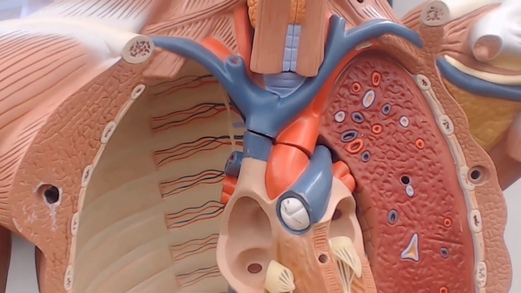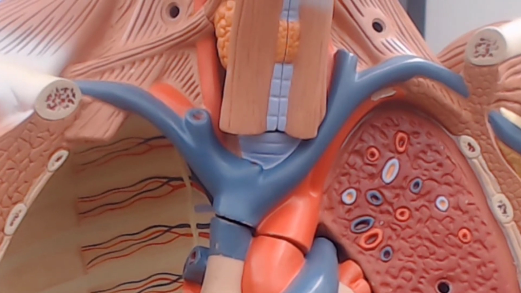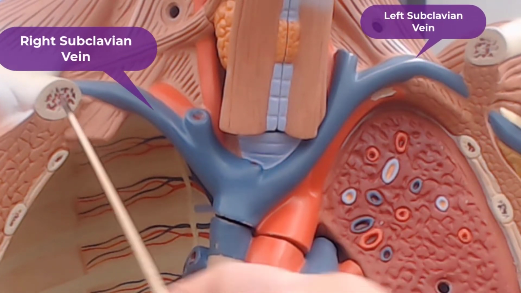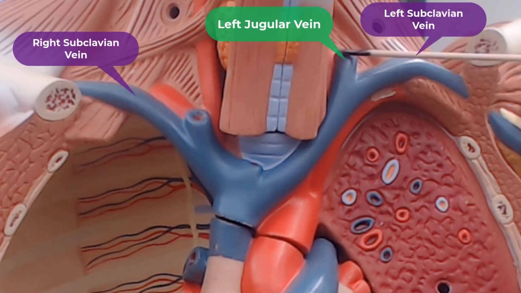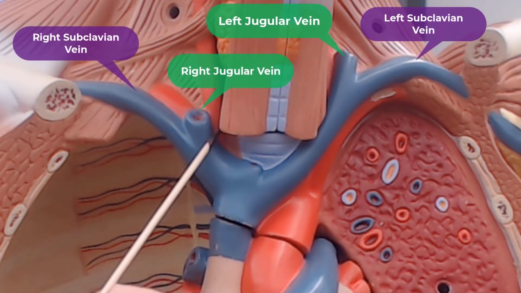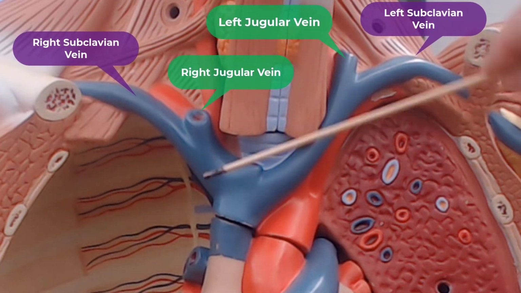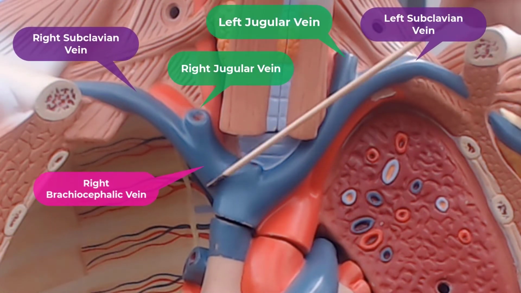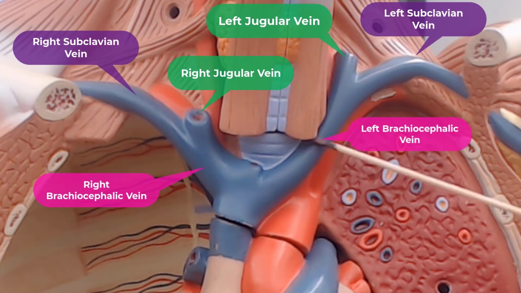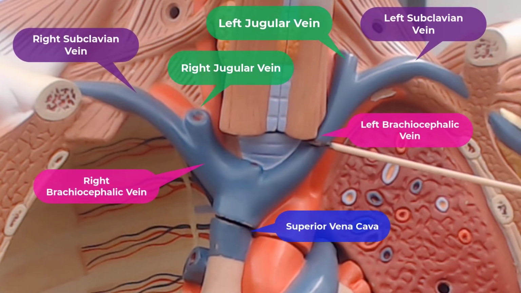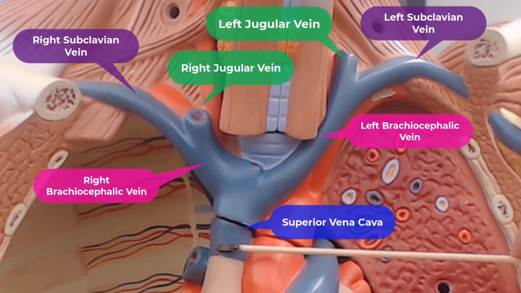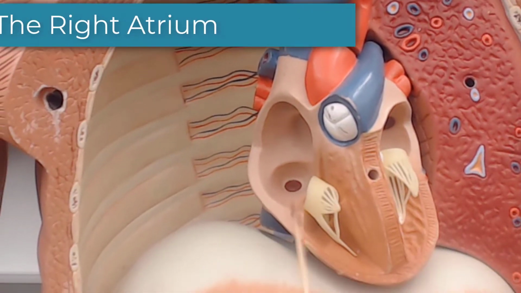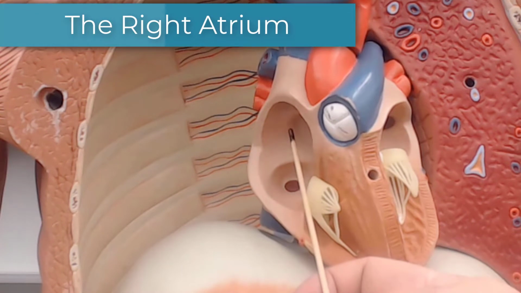So blood is going to come from the left subclavian vein and right subclavian vein. They're going to merge with the left jugular vein and right jugular vein to form the right brachiocephalic vein and left brachiocephalic vein. The right and left brachiocephalic veins merge together to form the superior vena cava. That blood drains into the right atrium.